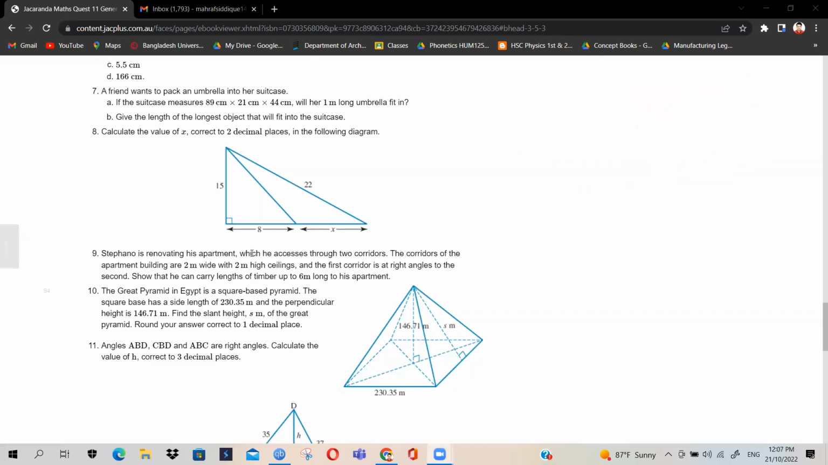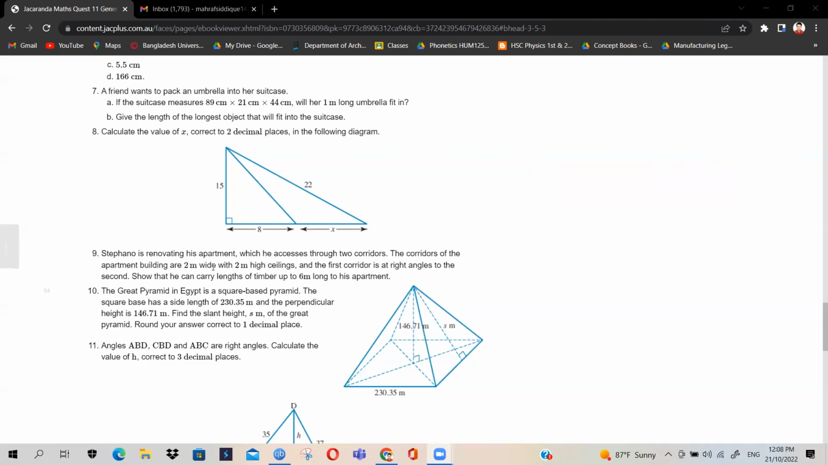Stefano is renovating his apartment, which he accesses through two corridors. The corridors of the apartment building are 2 meter wide and have 2 meter high ceilings, and the first corridor is at right angles to the second. So that he can carry lengths of timber up to 6 meter long. 2 meter wide and 2 meter high ceilings.